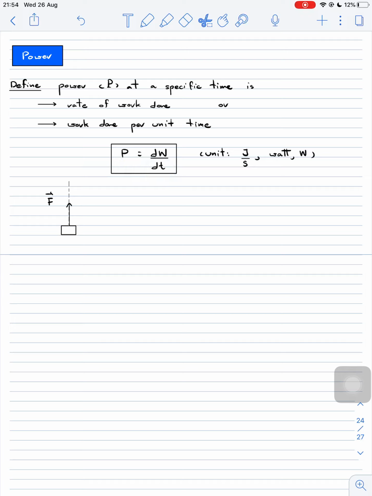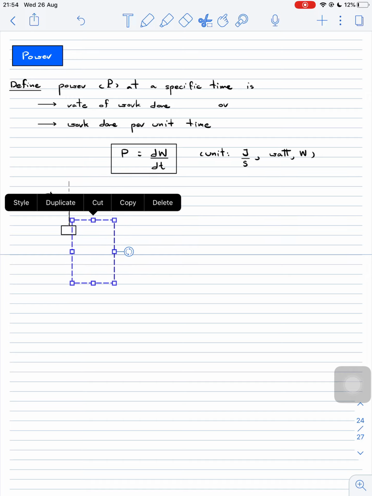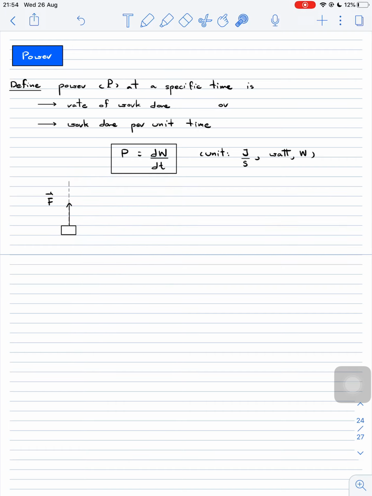On the other hand, if the object moves very fast, just moving from here to here really fast, then the work in the second case is the same as the first case, because the work is equal to the force times the displacement. But now the time taken is different. The time in the second case is less than the time in the first case, so the power in the second case should be greater than the power in the first case.